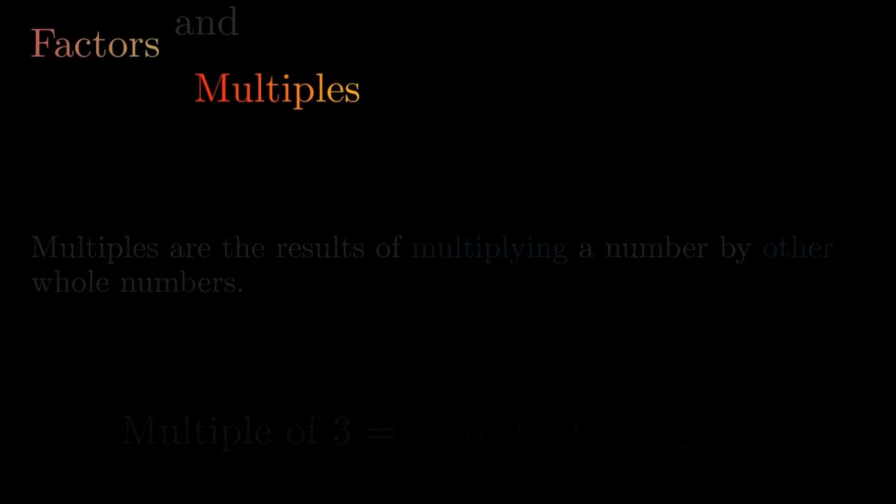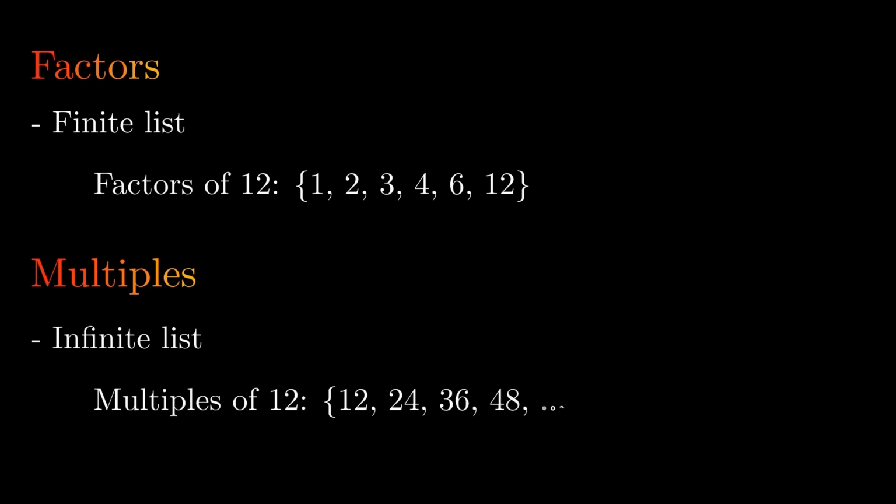Factors are the few numbers that build a number. They are a finite list and are smaller than or equal to the number. Multiples are the many results you get from a number. They are an infinite list and are larger than or equal to the number. And that's it. Factors are few, multiples are many.